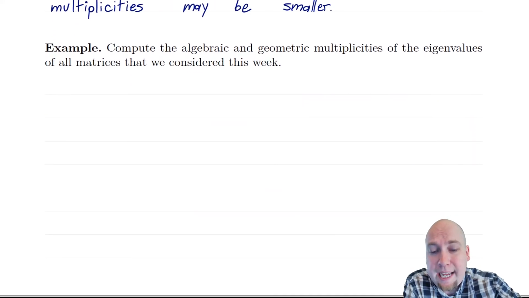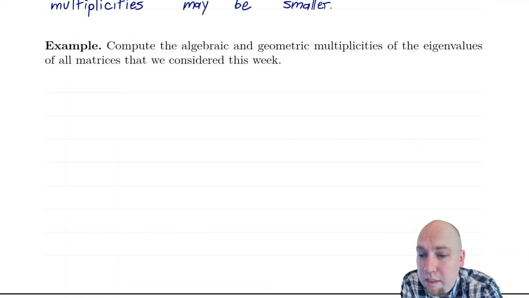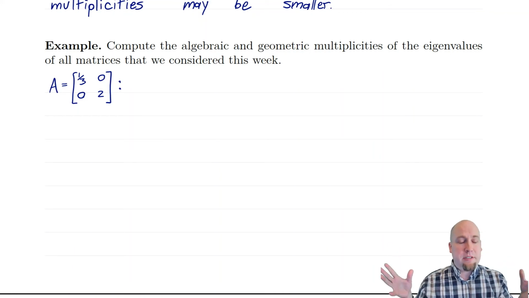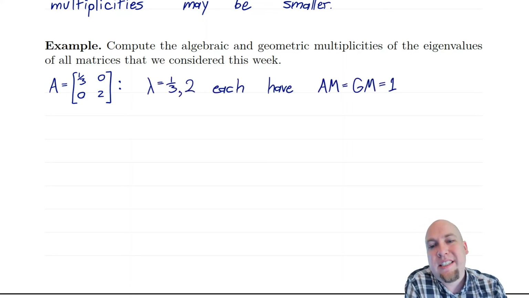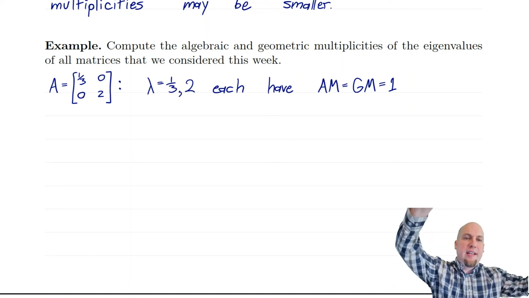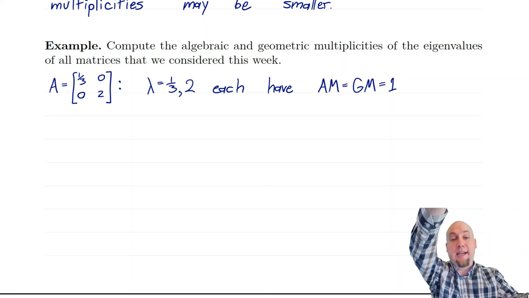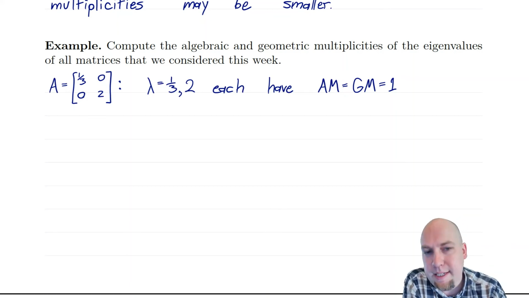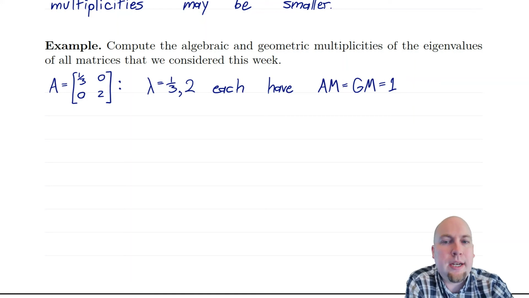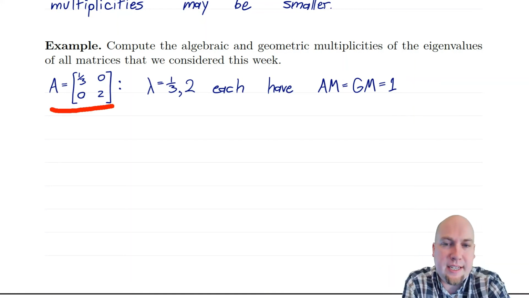Okay, so let's go back and remind ourselves of how this works for all of the examples that we've gone through this week, all the matrices that we've seen eigenvalues and eigenvectors for. For the diagonal matrix that has 1/3 and 2 on the diagonal, the eigenvalues are exactly the 1/3 and the 2. We talked about how this matrix just stretches the standard basis vectors; those are the corresponding eigenvectors. It's just a calculation to show that these eigenvalues each have algebraic multiplicity and geometric multiplicity equal to 1. So if I add up 1 plus 1, I get a total of 2, which is the size of the matrix. The matrix is 2 by 2.